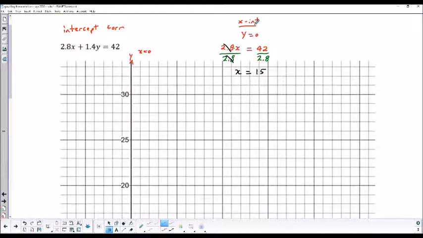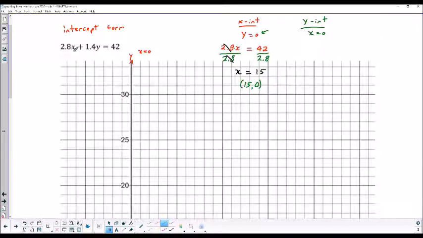And so the x-intercept then is going to be 15, 0, because we know that the y value on the x-axis is 0. Then if I go to the y-intercept, well, anywhere along the y-axis, I know that x equals 0, so I'm setting x equal to 0.